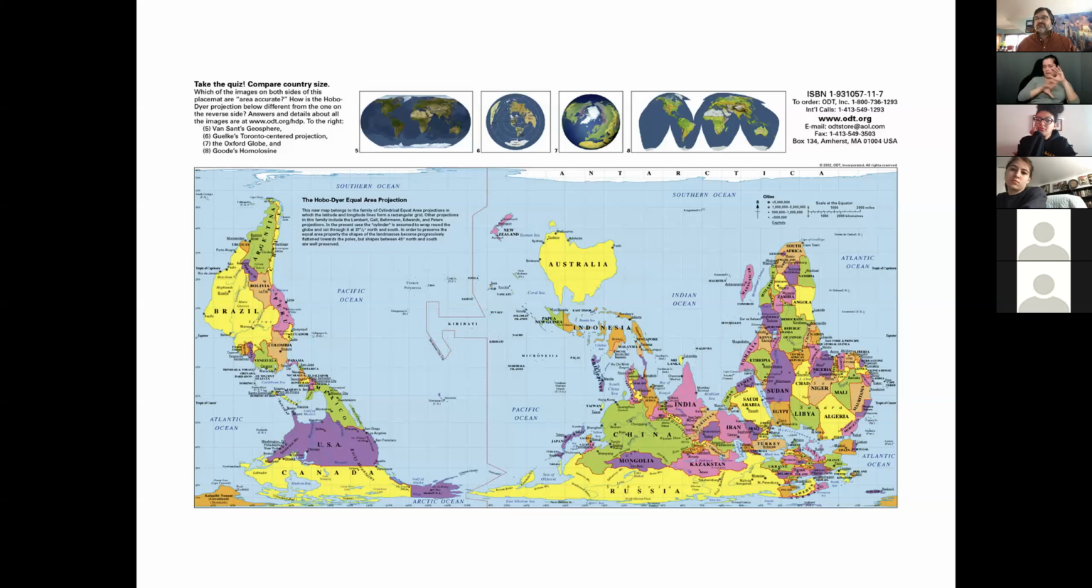Think about sports, for instance. Where do you want your team to be in the standings? You want them to be on top, because if they're on top, they're in first place. In different ways, we often think being on top is better. So if North America and Europe are always on the top of world maps, maybe people looking at those maps, maybe even subconsciously, feel, well, these are the best places. These are the top places.